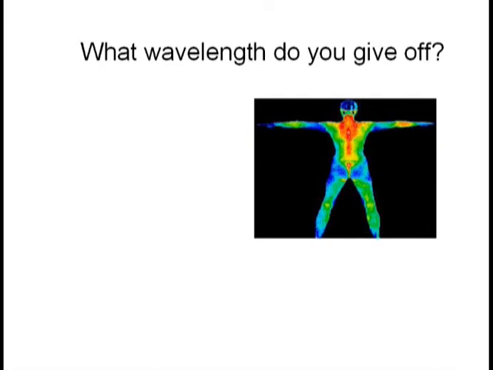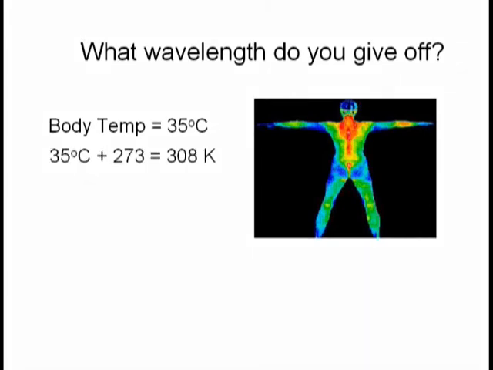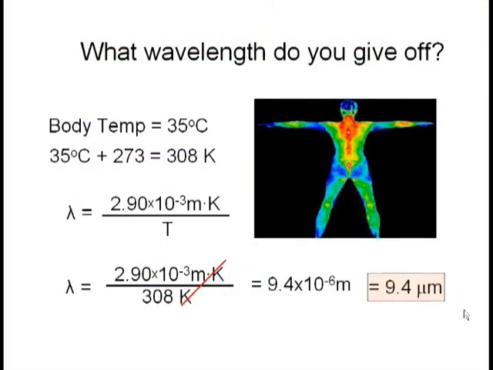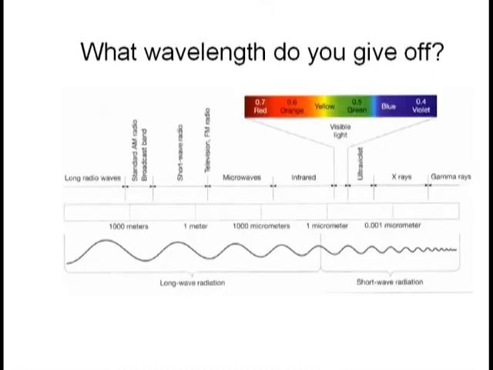What wavelength do you give off? Every object gives off radiation. So we'll start with the body temperature of a human, 35 degrees, and for this formula your temperatures need to be in Kelvin, so we change it to Kelvin by adding 273, and then we put it in the formula. Notice the units had kelvins in it. My kelvins cancel out, and we get meters. 10 to the minus 6 meters is micrometers. So this is the wavelength that we are giving off as humans at 35 degrees.